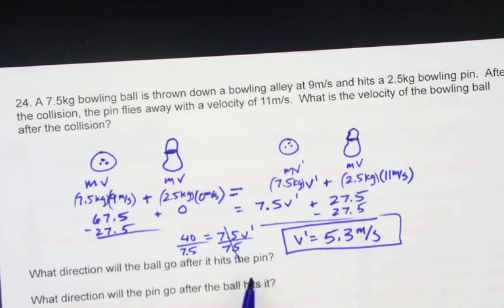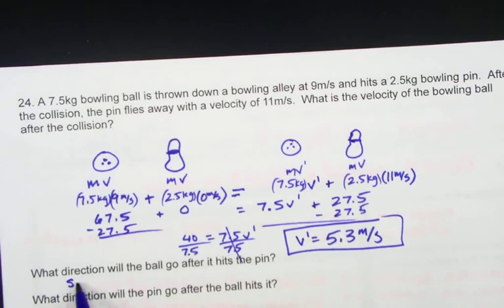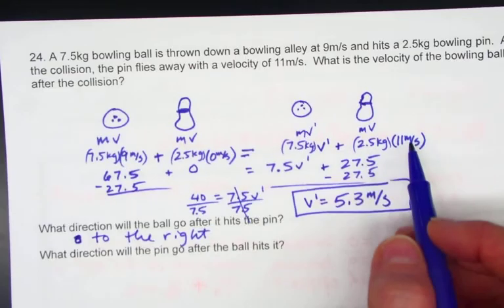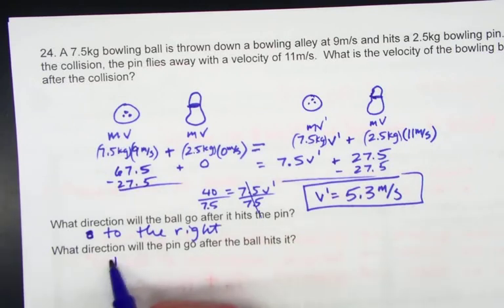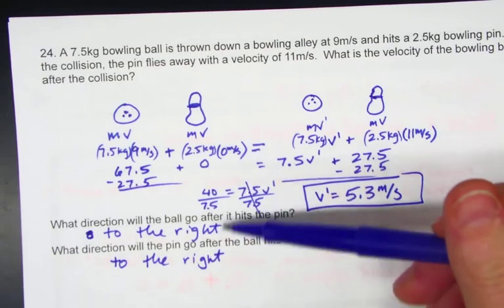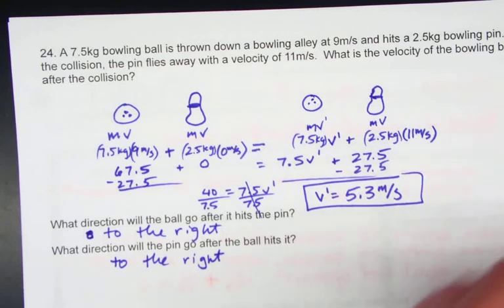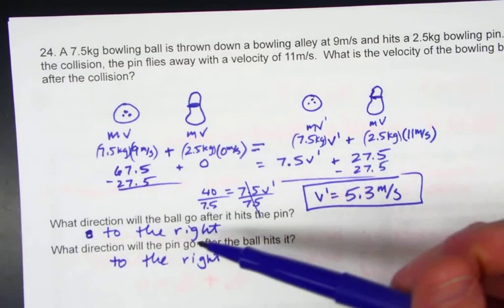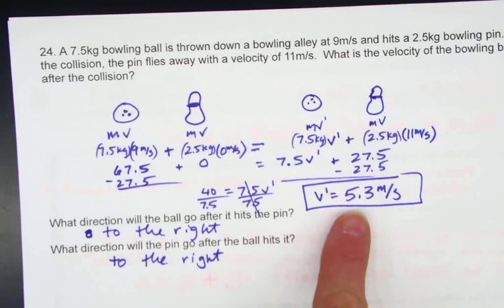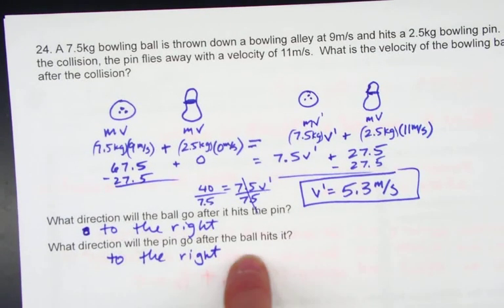Okay, what direction will the ball go after the pin? This is a positive velocity, so it's going to go to the right because we're going to just assume positive velocity is to the right. What direction will the pin go after the ball hits? Notice the pin also has a positive velocity, so it is going to also go to the right. Okay. Now you could have changed direction. You could have said, you know, up is positive, or away from you is positive. So the big idea you need to know here is since both the velocities are positive, they're going in the same direction.